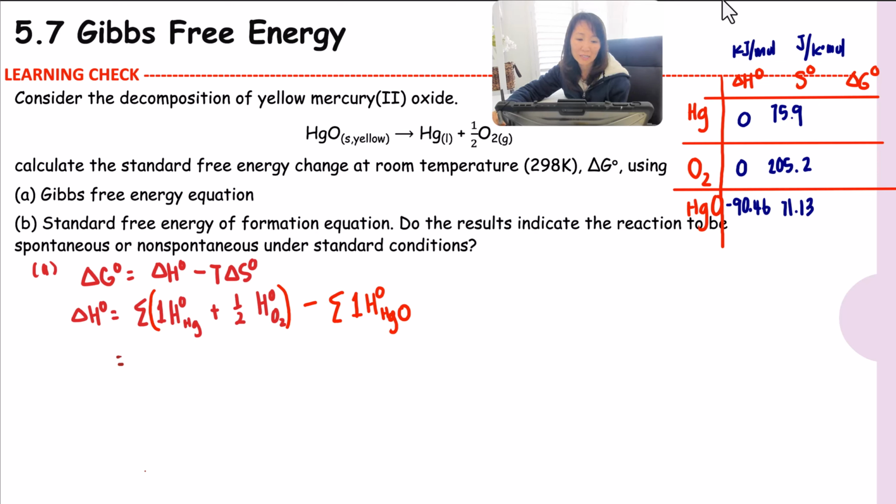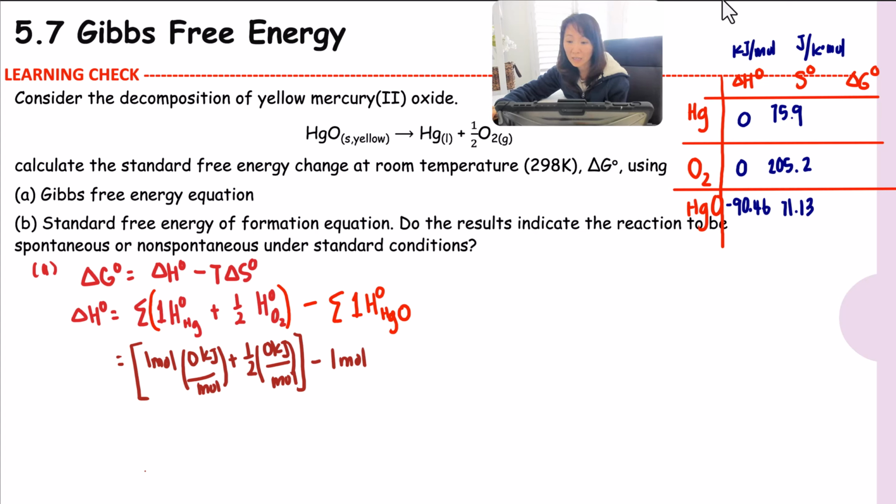So this is equal to 1 mole of mercury, which is 0 actually, so that's 0 kilojoules per mole, plus 1/2 of the oxygen, and that would be 0 as well, kilojoules per mole. And this is all in summation, and you subtract 1 mole of mercury(II) oxide, and that one is not 0, but rather negative 90.46 kilojoules per mole.